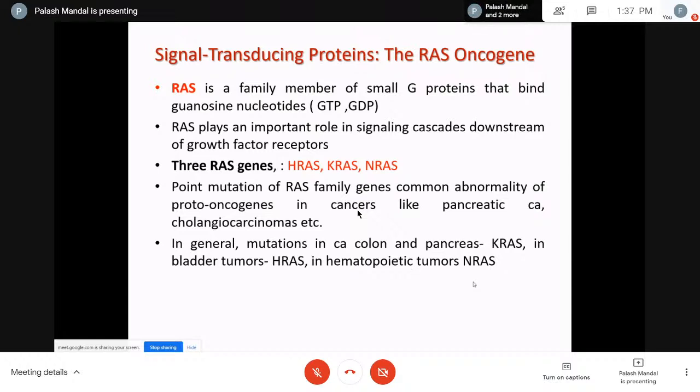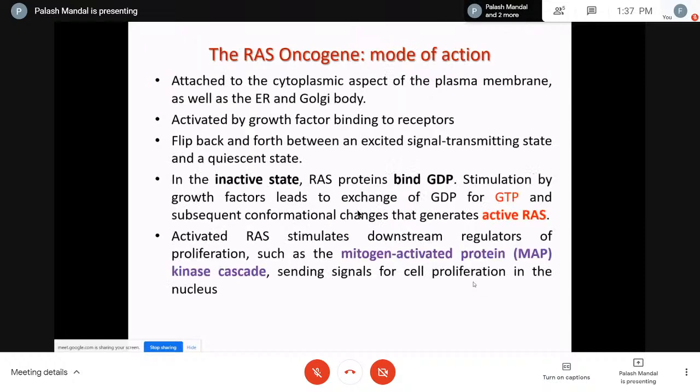Okay, now basically I am going step by step. First we discussed the EGF, the receptor families. Now we are coming to the transducing protein family. So what is RAS? How does it act? That is important. You have to understand. Just knowing the name is not sufficient. You have to know the mode of action also. So where is RAS present? It is attached to the cytoplasmic aspect of the plasma membrane as well as the endoplasmic reticulum and Golgi membrane or the Golgi body.